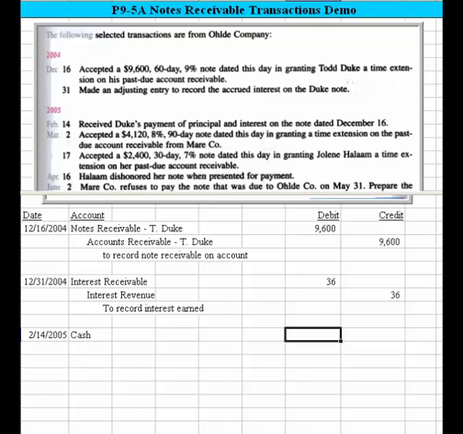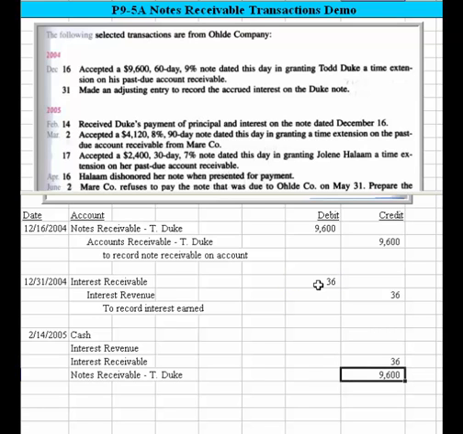Before we figure out the cash amount, let's put the various pieces in that we know we need to have. We need to record some interest revenue. We need to record some interest receivable. And then we need to reduce the notes receivable since he's paying it in full. We know that the full note that he's paying in full is the $9,600. The interest receivable was the amount we already recorded. Now we just need to calculate how much was the extra interest earned that we've yet to record.